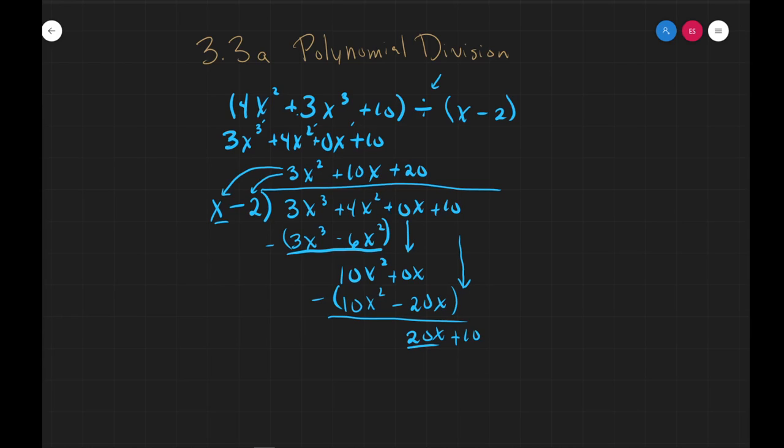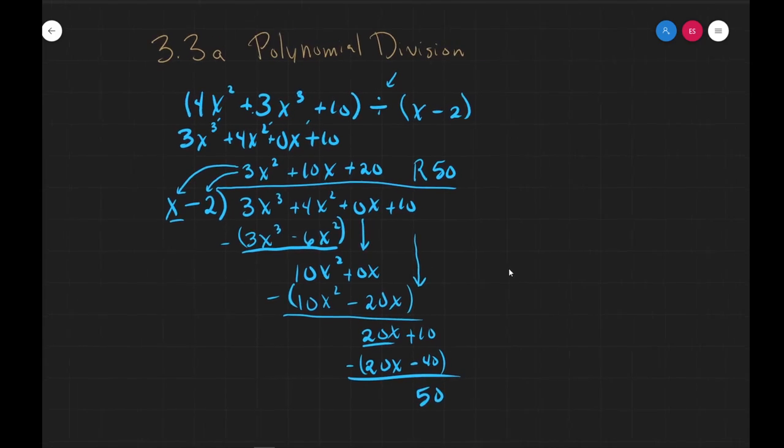20 times x is going to be 20x. 20 times negative 2 is going to be negative 40. And then we're going to subtract this part again. 20x minus 20x is going to be 0. 10 minus negative 40 is like 10 plus 40, so that is 50. And since there's nothing left to bring down over here, that is our remainder. Remainder 50.